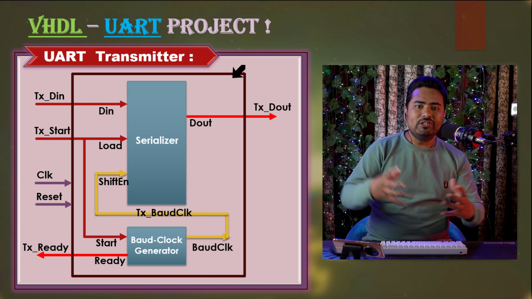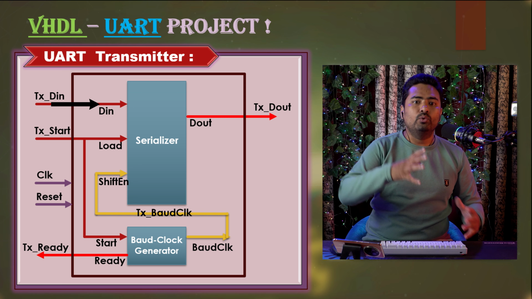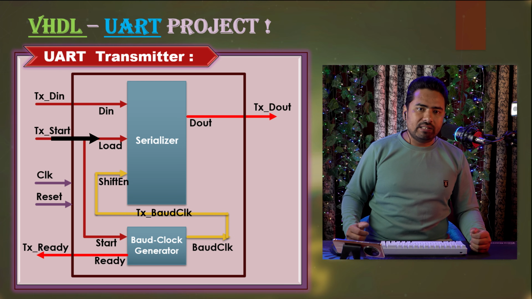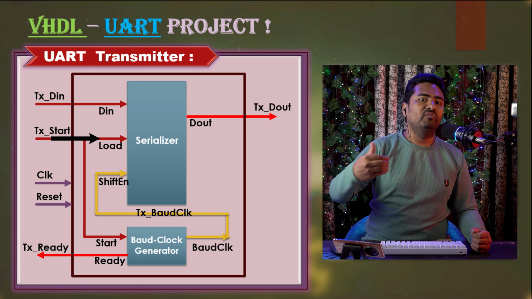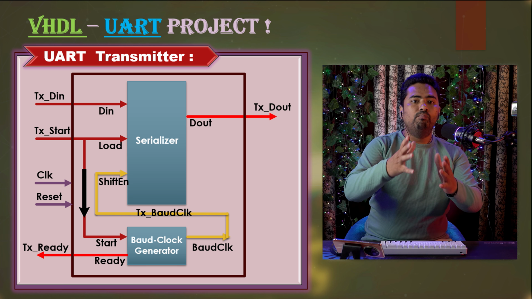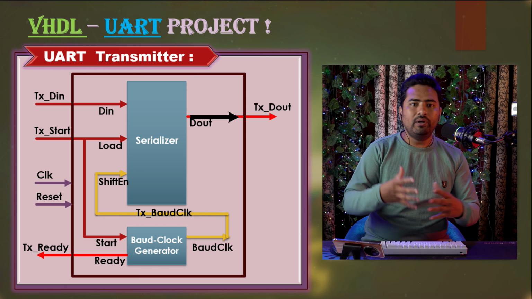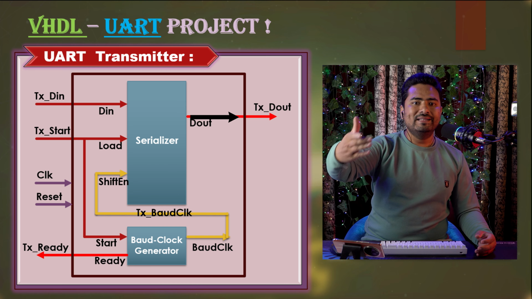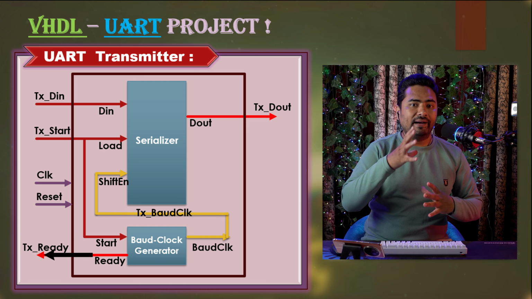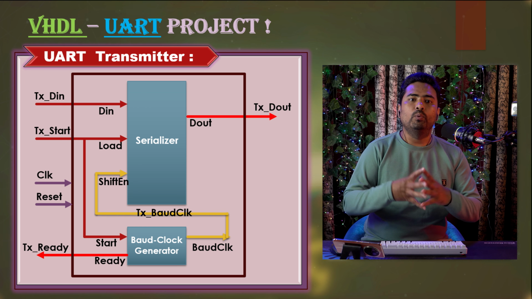Now, if you look at this structure, then you can see that our TX_D in is connected to the D in port of our serializer. This TX_start is connected to the load port of this serializer, and it is also connected to the start port of our baud clock generator. Now our output port TX_D out is connected to the D out port of the serializer. And our TX_ready output is connected to the ready port of the baud clock generator. So these are our input output port mappings.